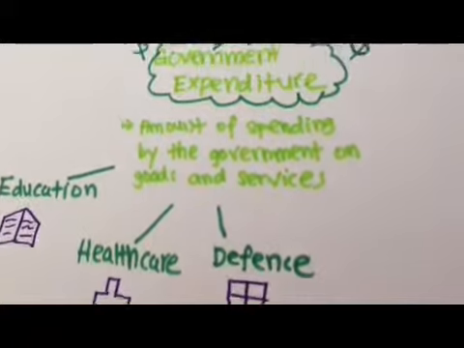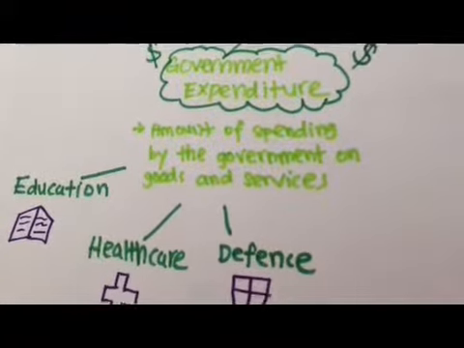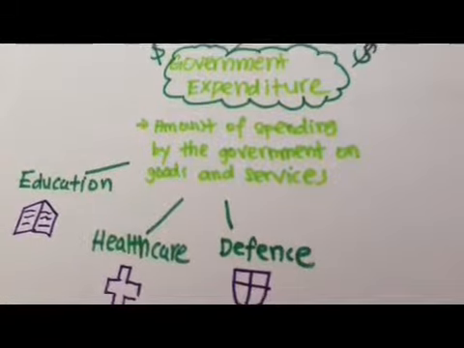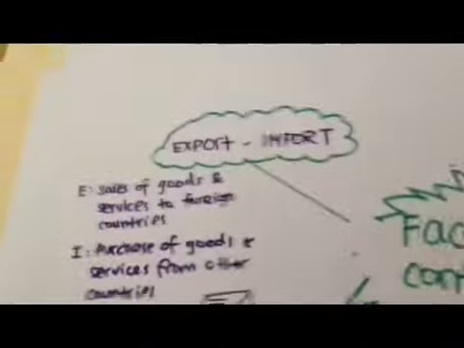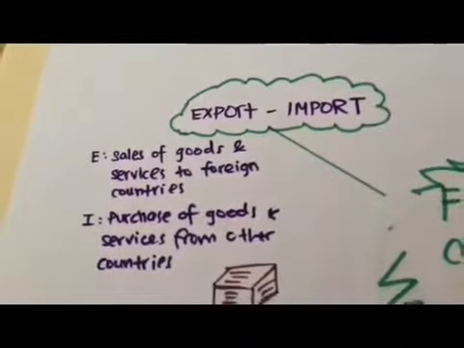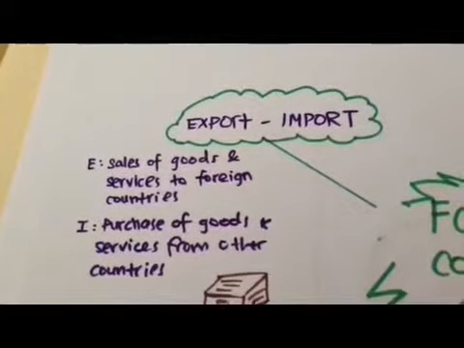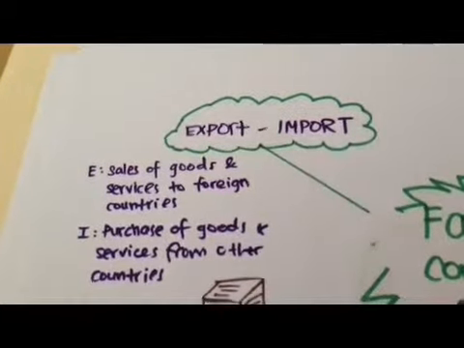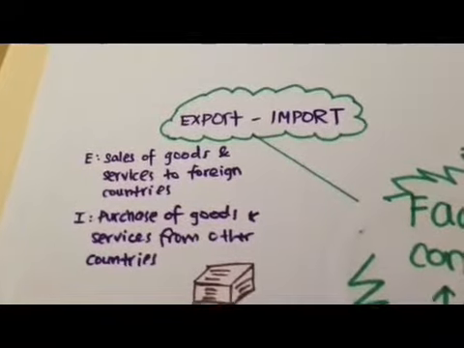Followed by that, we have government expenditure. Government expenditure refers to the amount of money spent by government on goods and services. It could be in the form of education, healthcare, or defense. And lastly, export minus import. Export refers to the sales of goods and services to foreign countries, whereas imports refers to the purchase of goods and services from other countries.